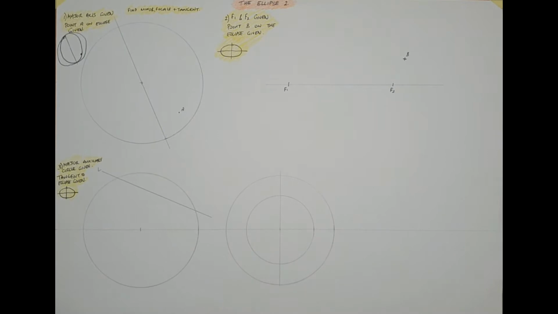The major and minor are given, and what we need to do is find the ellipse. First of all, we'll go ahead and draw the ellipse, and we'll go with horizontal orientation again, and then I want to find the tangent at 30 degrees.